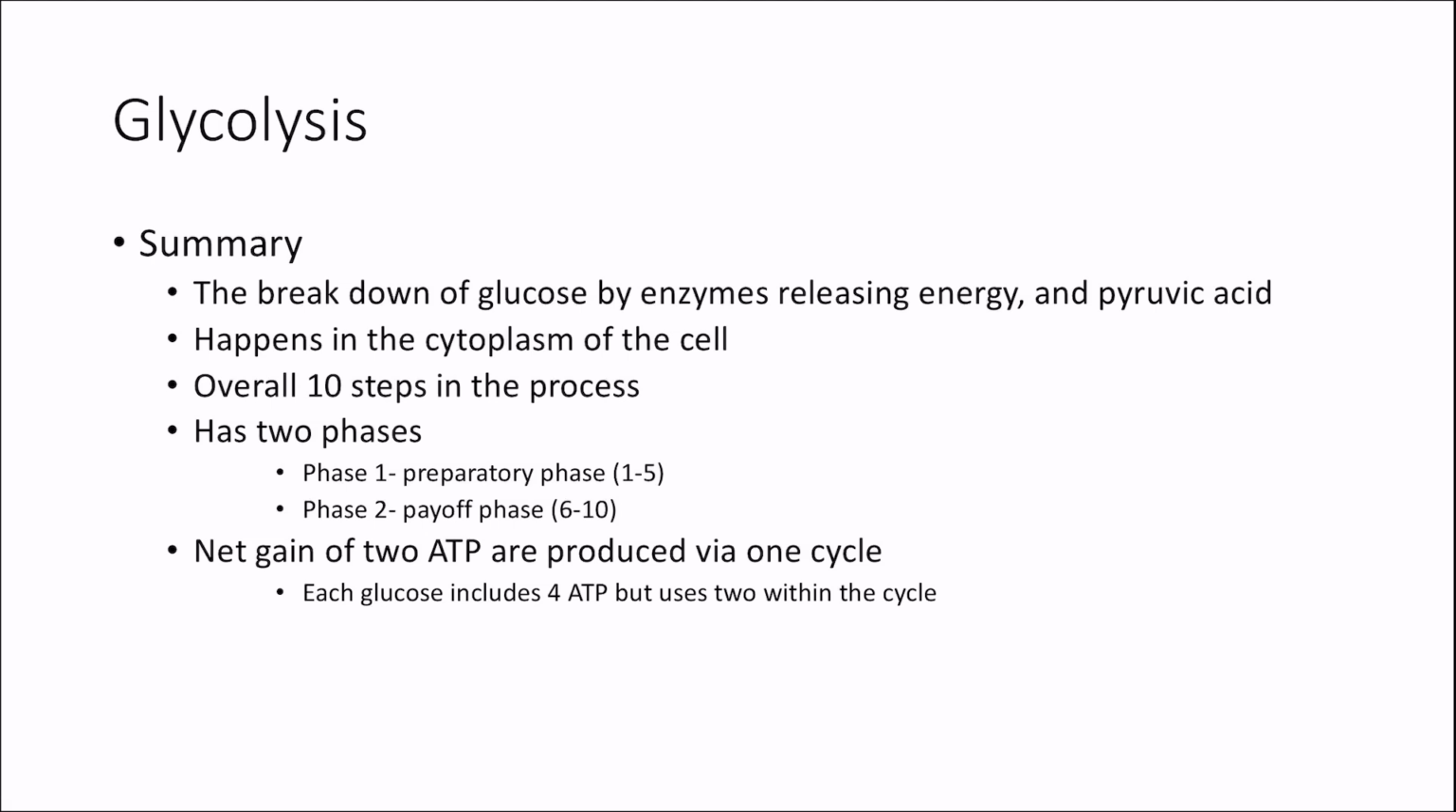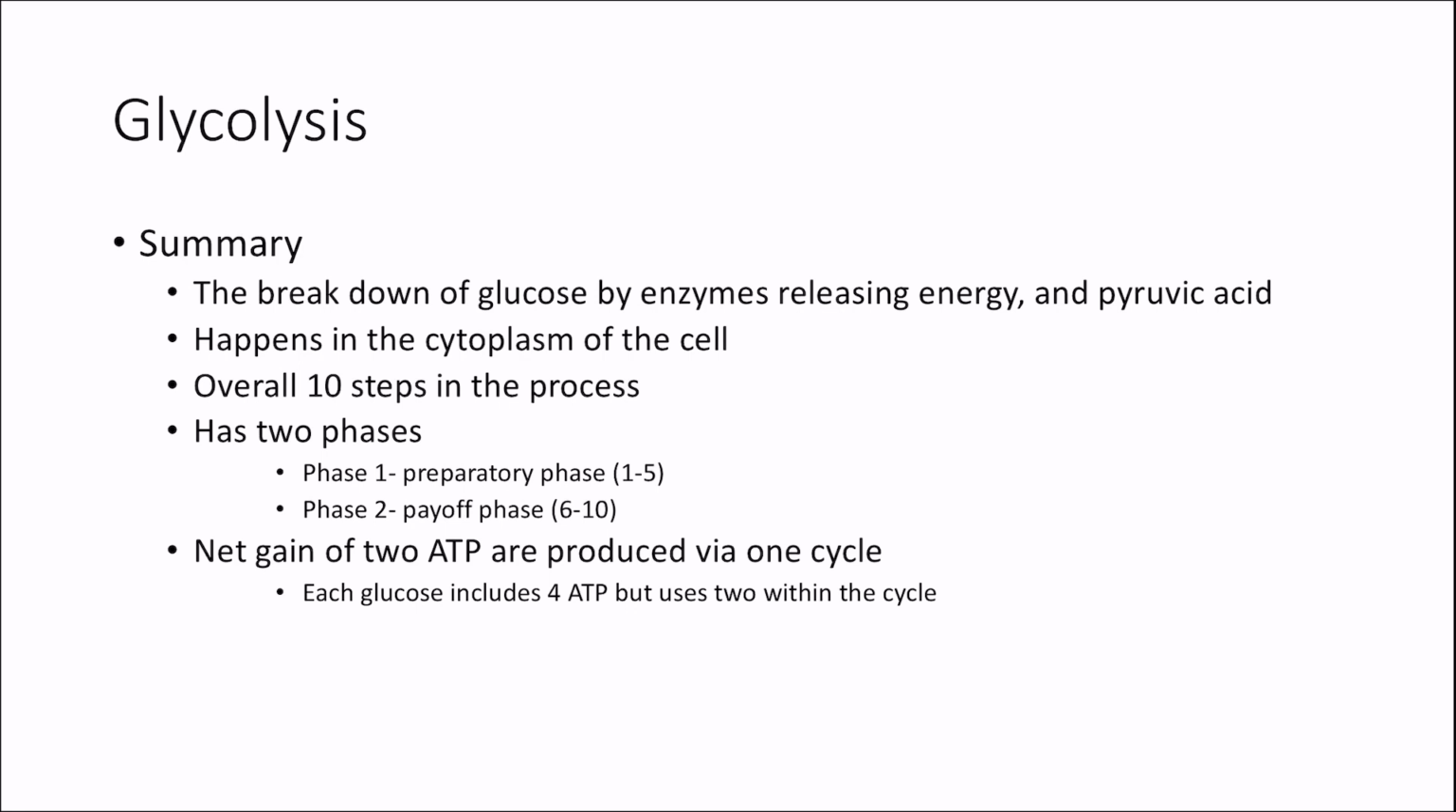Glycolysis. The summary of glycolysis is the breakdown of glucose by enzymes, releasing energy and pyruvic acid. It happens in the cytoplasm of the cell. There are overall 10 steps in the process, and it has two phases. Phase 1 is the preparatory phase, which is steps 1 through 5, and phase 2 is the payoff phase, which is steps 6 through 10.